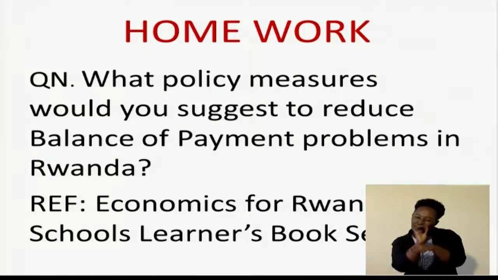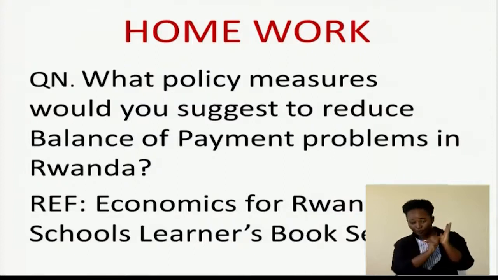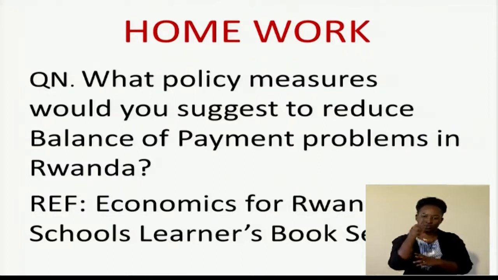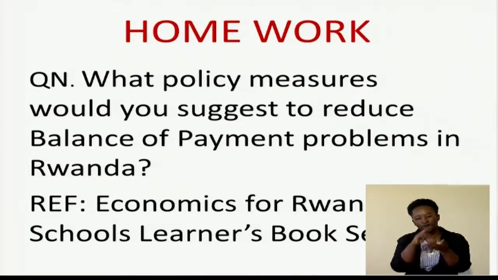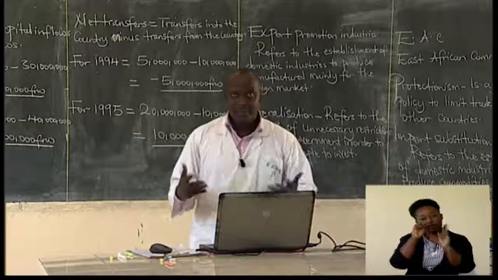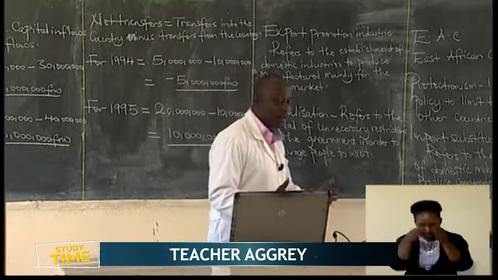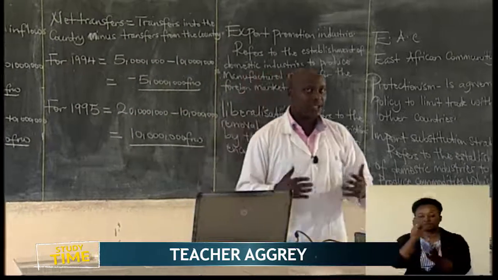And when you're stating these measures, you should use words like through, encouraging export promotion, establishing an import substitution strategy, encouraging political stability, because you're suggesting ways, the methods that a country can adopt to reduce balance of payment problems. I hope, learners, you can explain the measures to reduce balance of payment deficits.